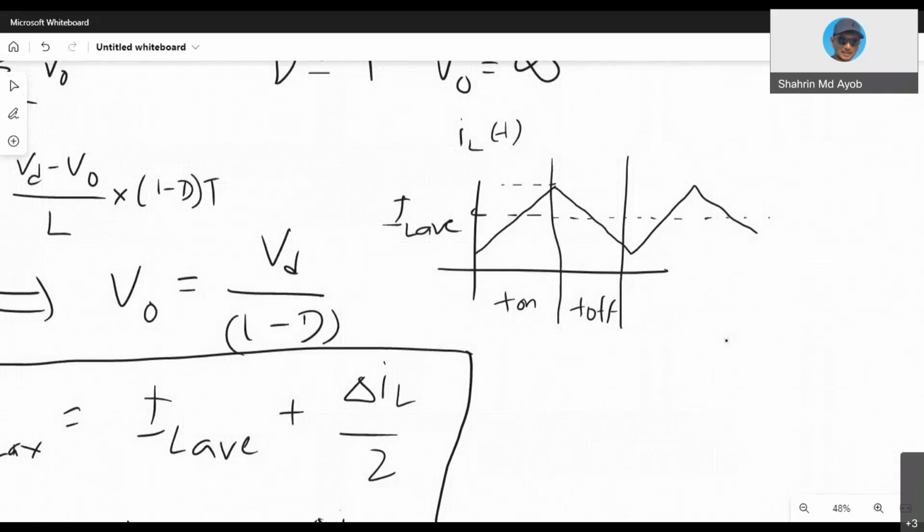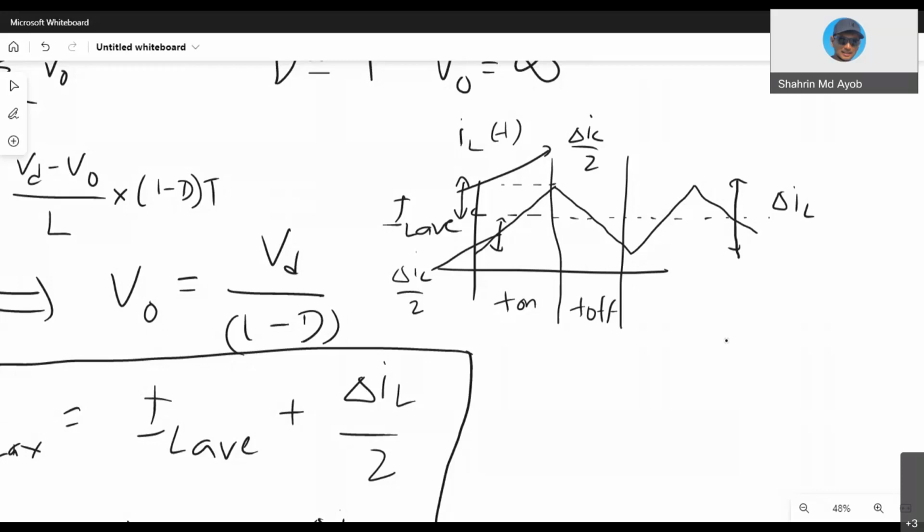From this peak to this peak is delta IL. So from this one to this one is delta IL over 2, and from this to this one is also delta IL over 2. It's the same, right? That's why if you understand buck converters, then there is no problem with boost converters. But the problem is, what is your IL average? It's not the same as the buck, because the location of the component is different.